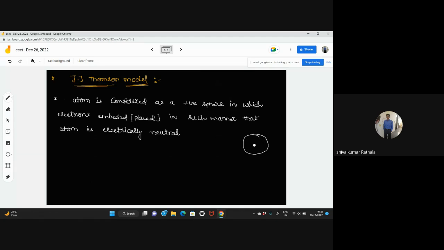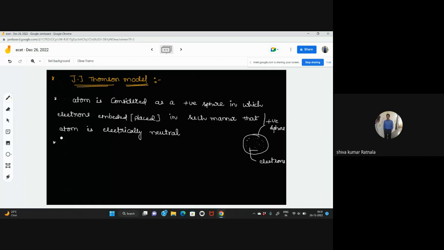Okay. So in this one, electrons are like this. These dotted lines are there, no? These are all electrons. This is positive sphere. And these are electrons. As we know, positive charge and negative charge equal means the atom is electrically neutral, right? That's the reason.